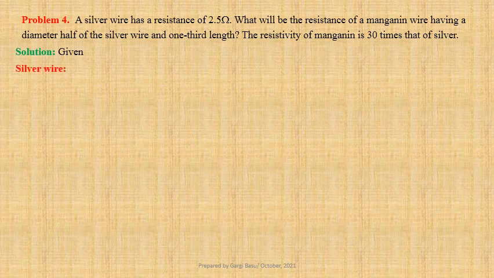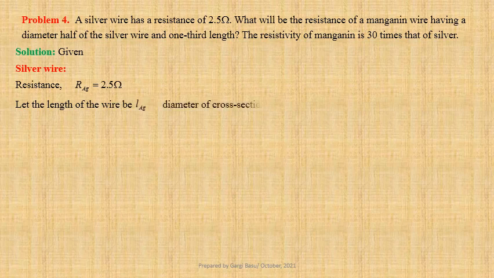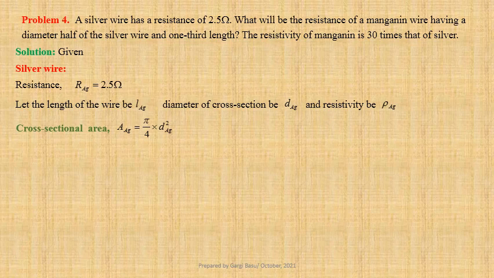For silverware, resistance R_Ag equals 2.5 ohm. Let the length of the wire be L_Ag, diameter of cross section be D_Ag, and resistivity be ρ_Ag. Therefore, cross-sectional area A_Ag equals pi by 4 into D_Ag square, and expression for resistance of silverware R_Ag equals ρ_Ag into L_Ag divided by A_Ag.